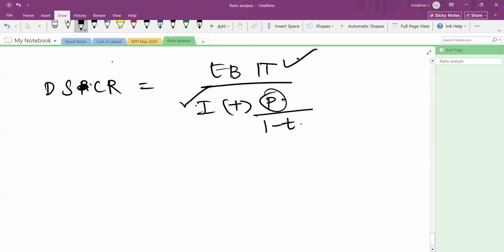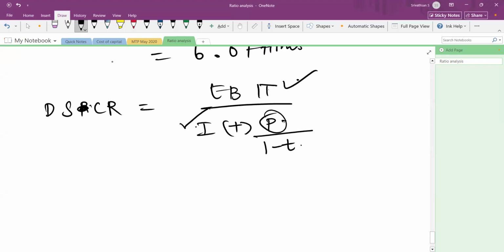Interest is paid before tax. How can interest be after tax? EBIT is before tax. Earnings before interest and tax. How can that be after tax?